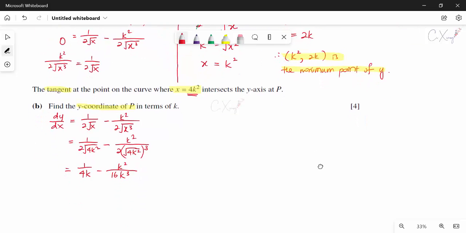So from here, again, you can put it like this: 1 over 4 multiplied with 1 over k. And then minus, if you simplify this part, you will get 1 over 16 multiplied with 1 over k. So you can assume that the 1 over k is an apple. So 1 over 4 apple minus 1 over 16 apples, and therefore you have 3 over 16 apple. So you can rewrite it as 3 over 16k, and you need to be aware that this is actually the gradient of the tangent.